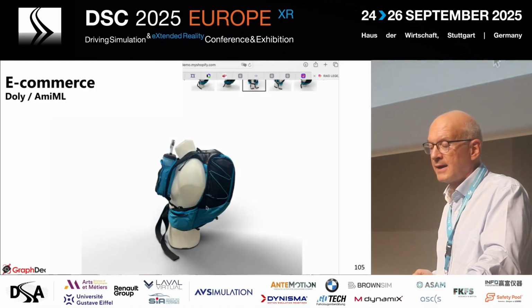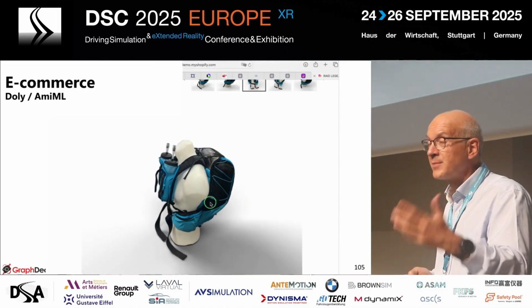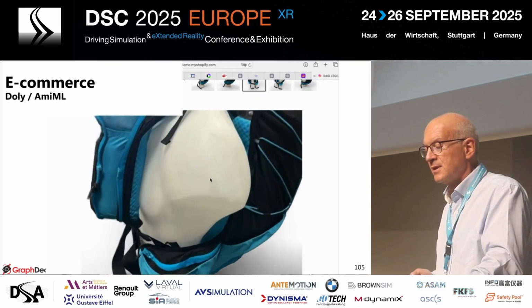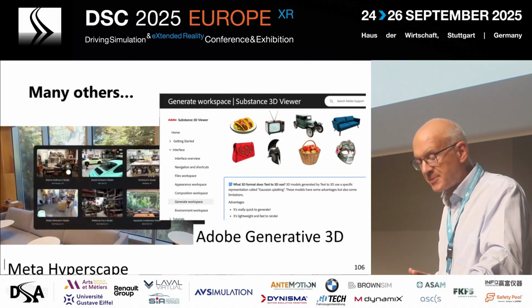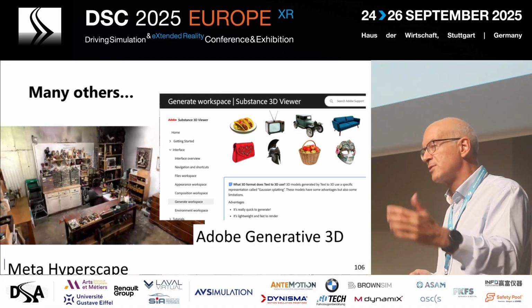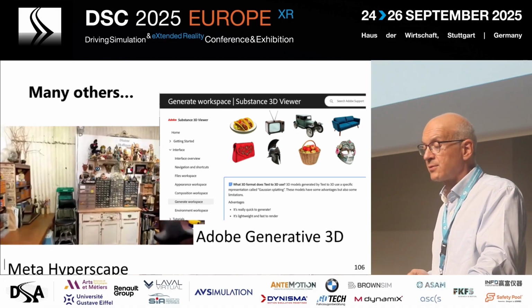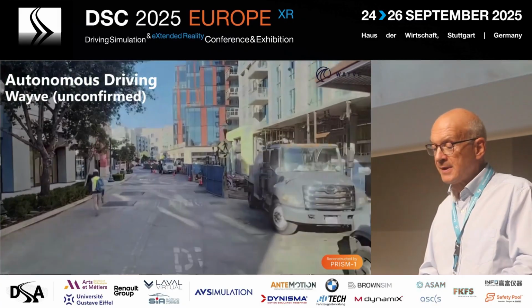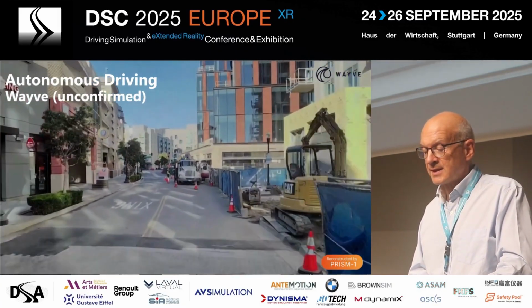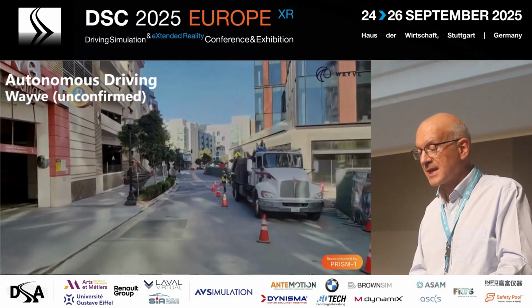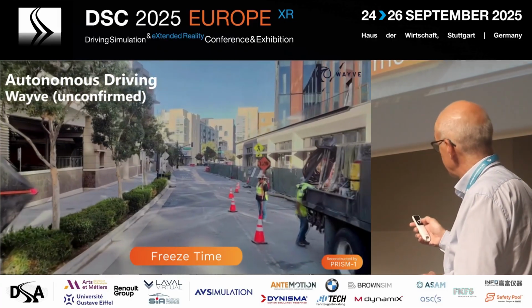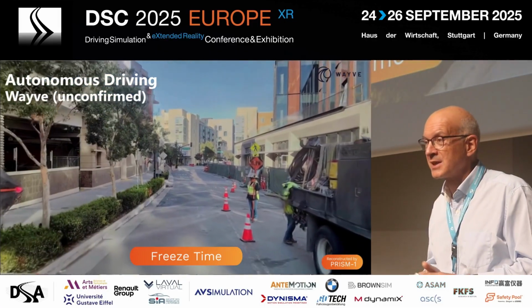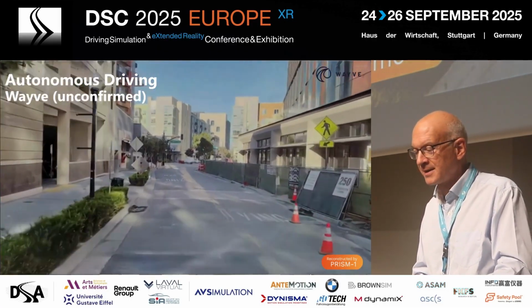And Dolly has an e-commerce site, and these are just some examples among many others. Other companies have also used it, so Meta Hyperscape uses Gaussian splats, Adobe uses Gaussian splats for generative 3D. And as I said, Wave has this thing which they don't say if it's Gaussian splats, but when we stop here, this looks very much like Gaussian splats to me, so I'm pretty sure this is Gaussian splatting.